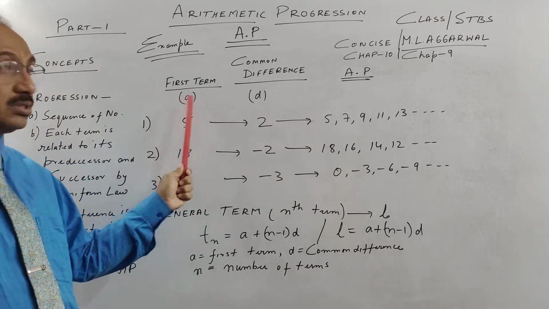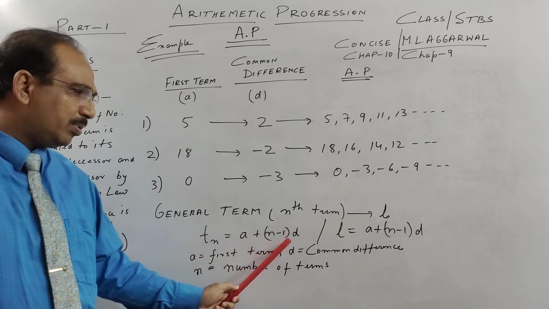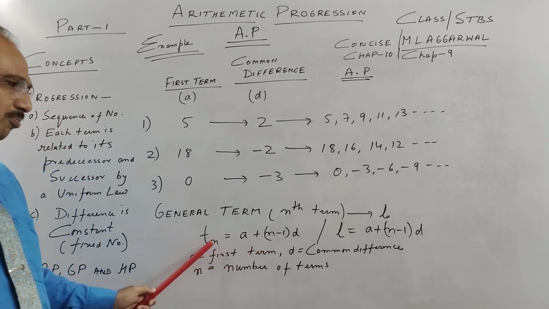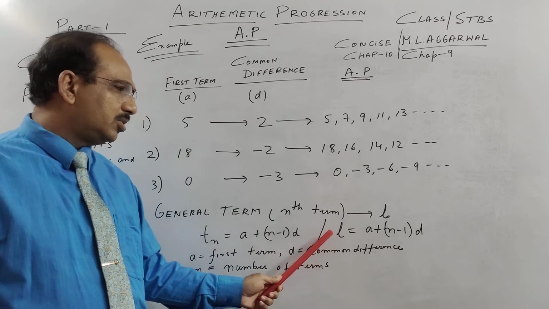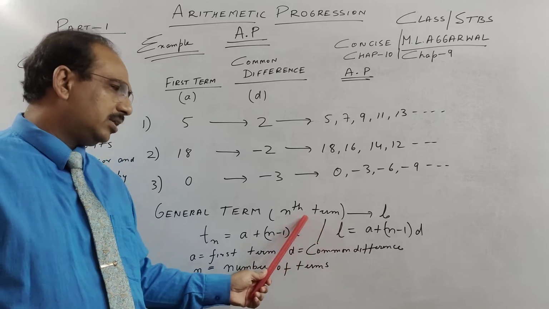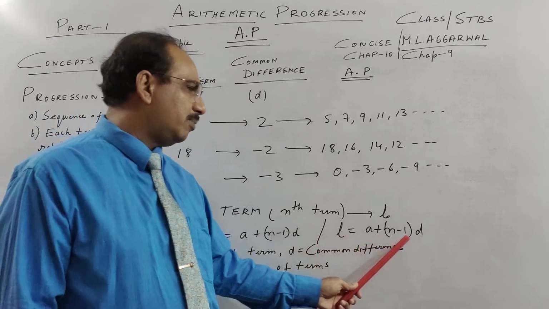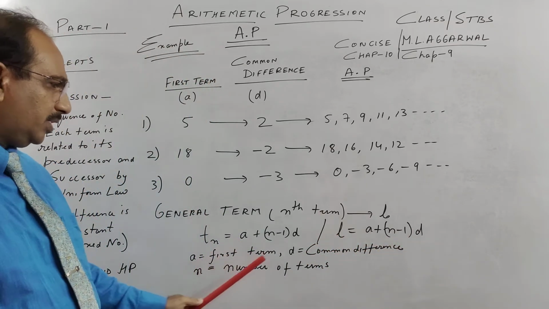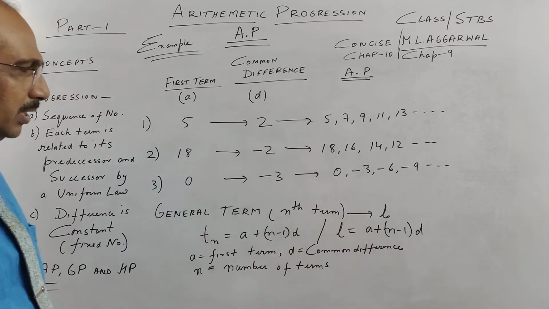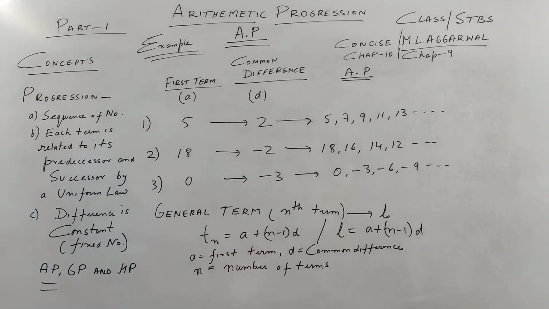So remember, A is the first term, D is the common difference. Another thing you will see, the general term, the nth term, is A plus n minus 1 D. This is a very important formula which you have to remember. And this nth term is also called the last term. If it is the last term, it is called L. The nth term can be any term, but if it is the last term, you can take L, and L is A plus n minus 1 D. So A is the first term, D is the common difference, and n is the number of terms. Please pause the video and copy, then I'll tell you in short how this formula comes.